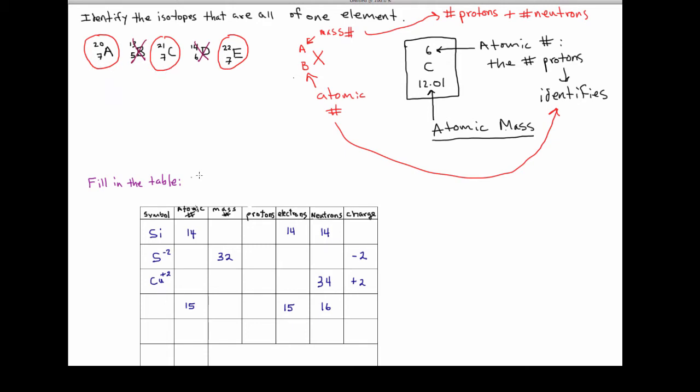Now let's move on to this next problem down below. And this is the classic table where they give you a series of different elements, and you have to fill in the appropriate numbers of subatomic particles. So the first one in the row here is silicon. And you're going to find silicon on the right side of the periodic table.